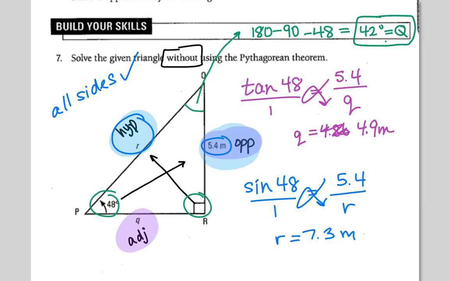Okay, because all the angles in a triangle have to add up to 180. I know that this one's 90 in the corner, this is 48 in the corner, so subtract those from 180 and you get 42. So now I have all angles. Check.